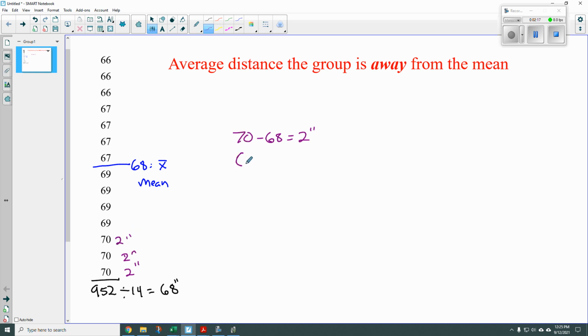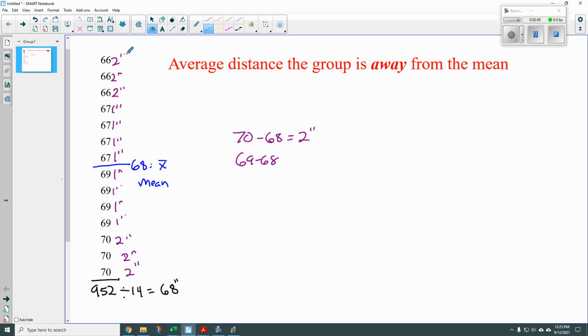69 would be 69 minus 68. That's only 1 inch from the mean. Now, 67 is also 1 inch from the mean. And for right now, for purposes of this explanation, we're going to leave it as a positive number because that's how far away it is from the mean. It's kind of like the absolute value. And 66 is also 2 inches from the mean.